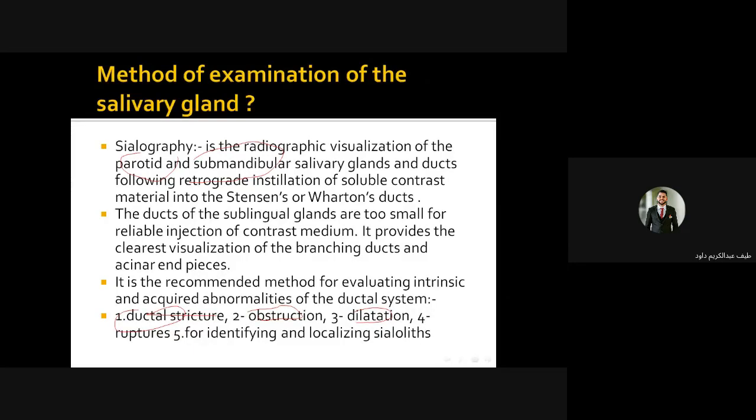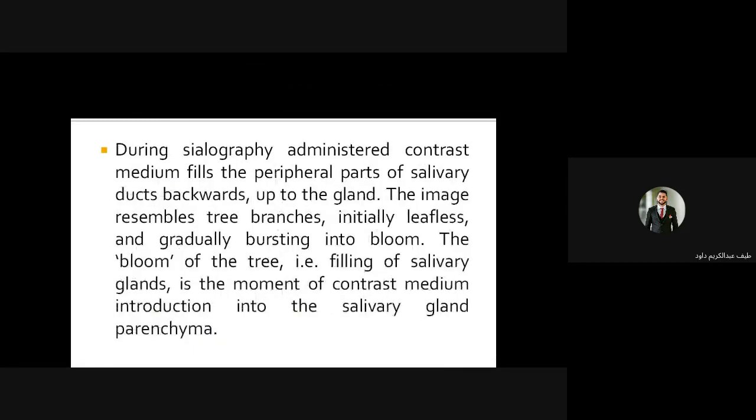Even when we suspect that there are intrinsic structures of the salivary gland that are affected, we are going to give a radioactive material through the different ducts of the parotid or the submandibular. We will see the method in more detail here. The contrast media is given.